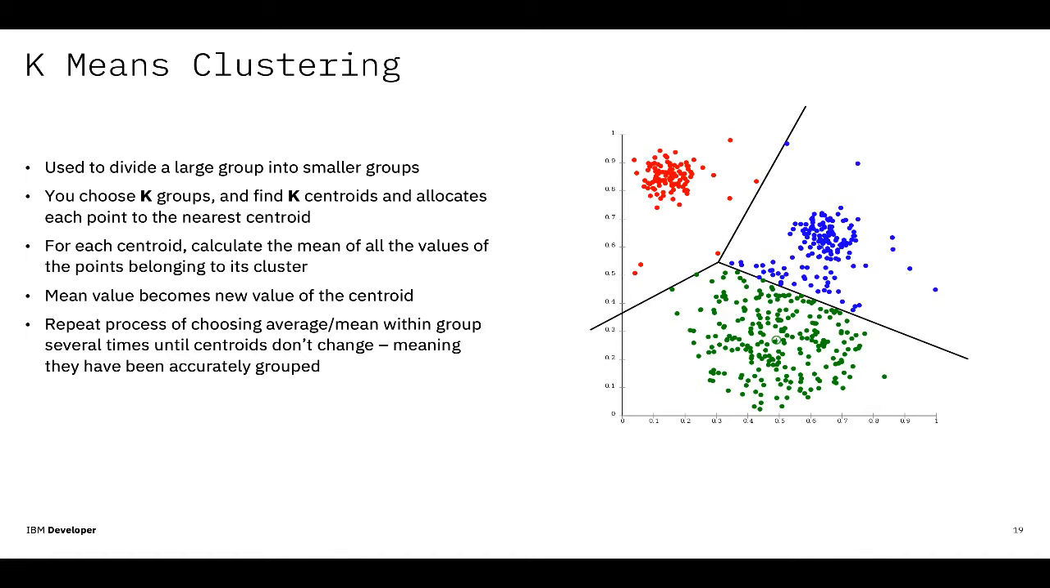And then you would calculate the mean of all the values of each point belonging to this cluster. Once you have this cloud, you'd find the mean of all the values, and that point would be the new value of the centroid. This process would be repeated many different times until the centroids don't change, which means that they've been accurately grouped.